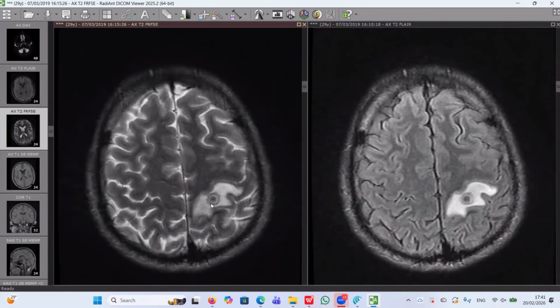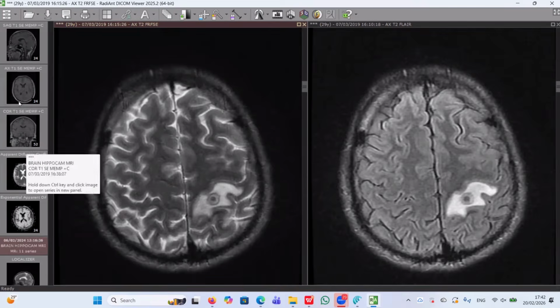If I want to describe this lesion, I will either start by the lesion or start by the region. I can say the left high parietal region is a seat of a subcortical, well circumscribed, rounded, space occupying lesion. Then I will describe the lesion. It displays high signal in T2 and high signal in FLAIR with a central dot of dark signal.